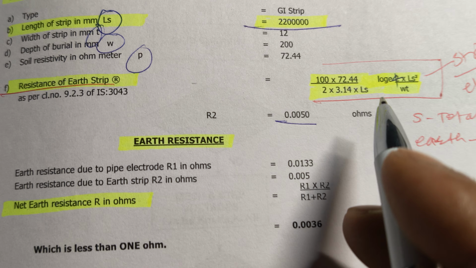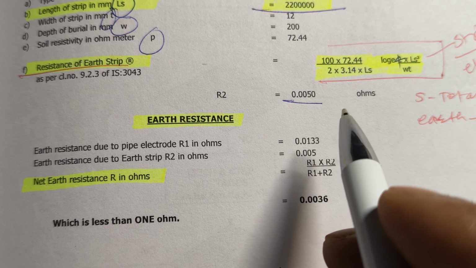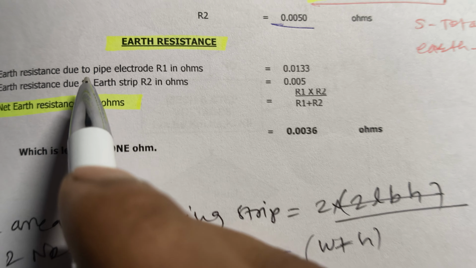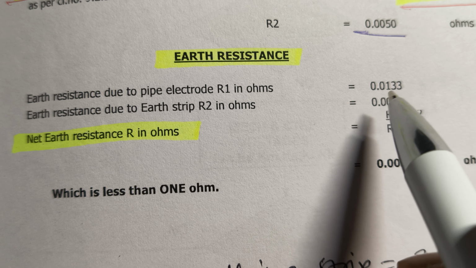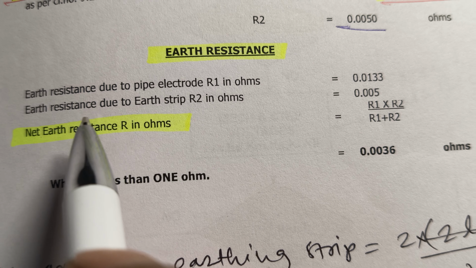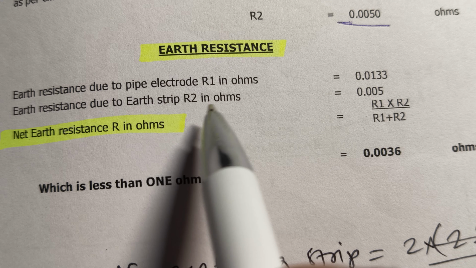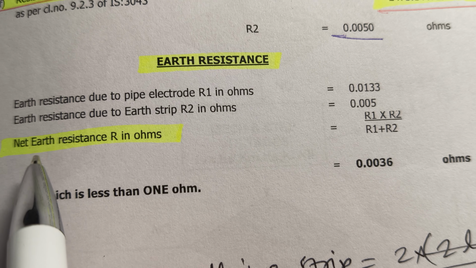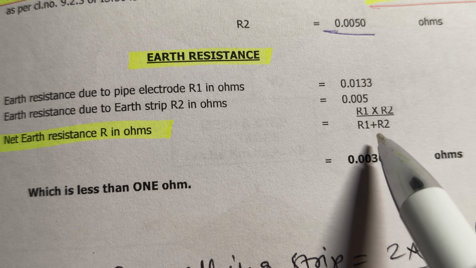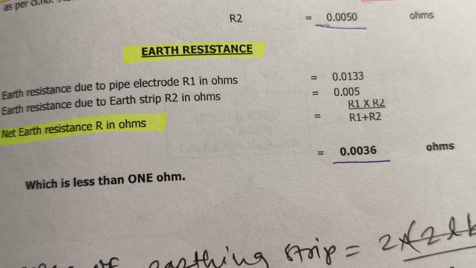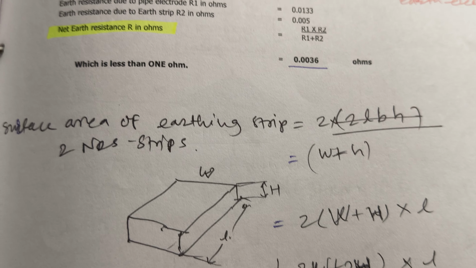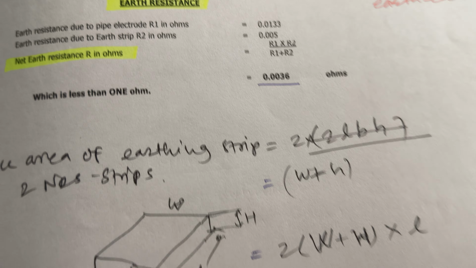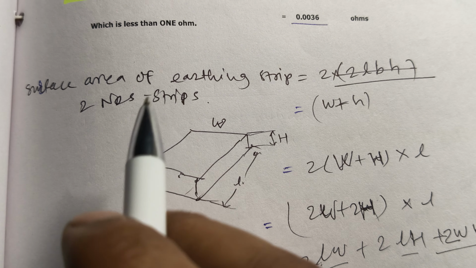So with these two formulas we get the resistance. Now the equivalent earth resistance is calculated. Earth resistance due to the pipe electrode R1 is 0.0133 ohms, and earth resistance due to the earthing strip R2 is 0.005 ohms. So net resistance will be R1 into R2 divided by R1 plus R2, which will be 0.036. So this is very much within the limit, as our resistance is required to be maintained below 1 ohm.